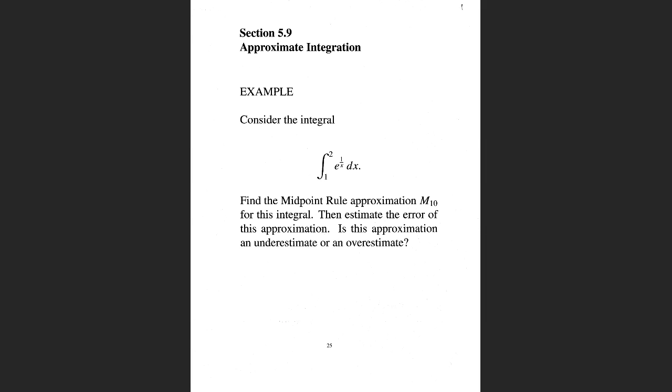I'm very aware of our time. We've done this part, but we have two parts left to the problem. We have to estimate the error of our approximation for the midpoint rule, and then we want to know if the approximation is an underestimate or an overestimate. So in our next class, on Thursday, we're going to be finishing up this problem.